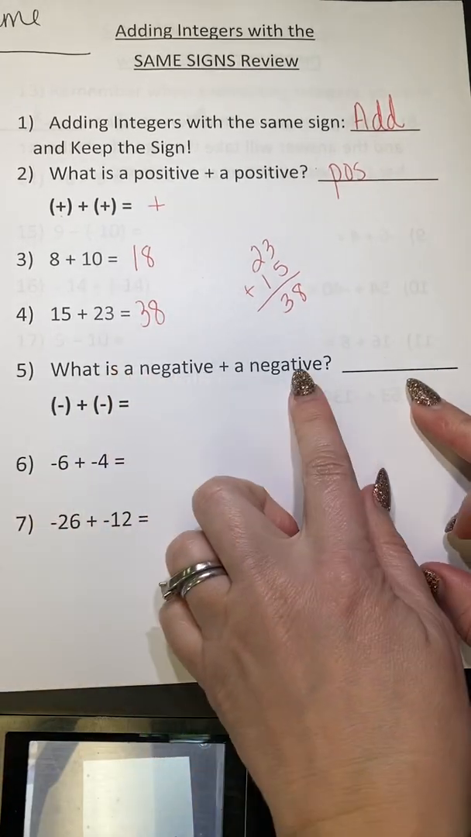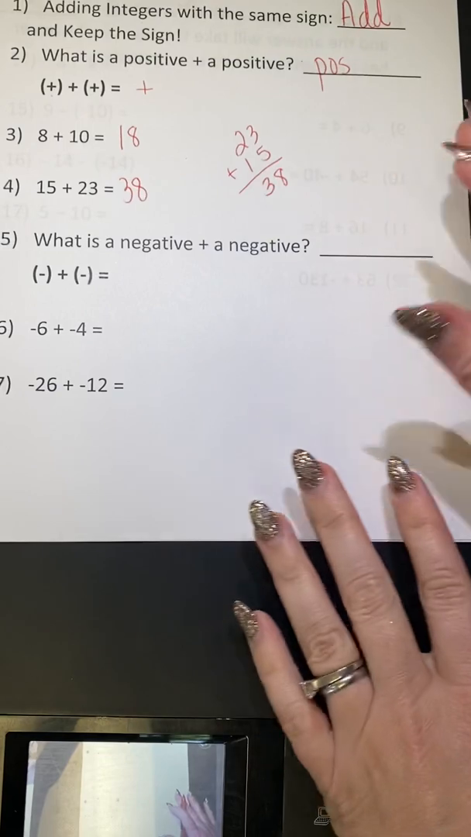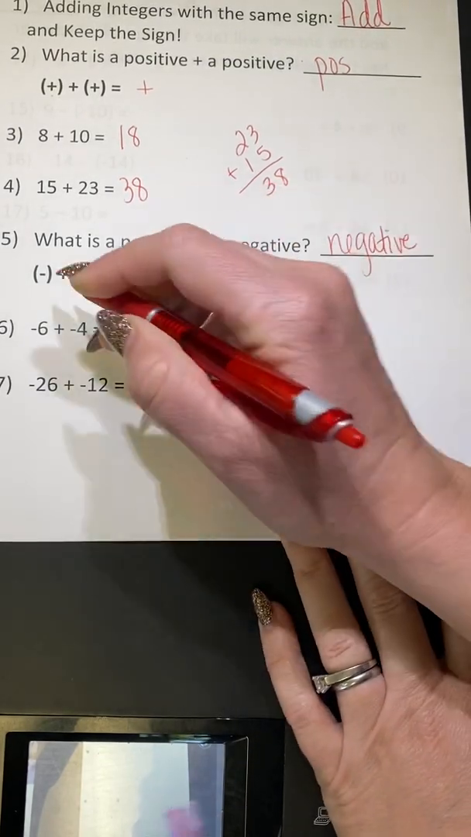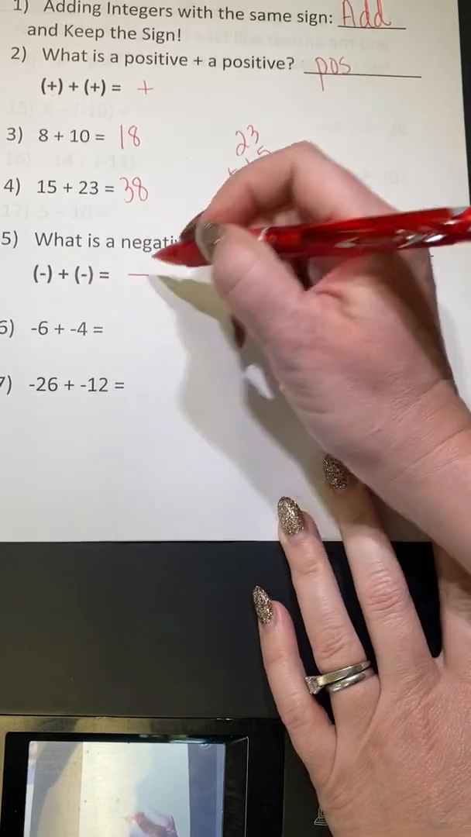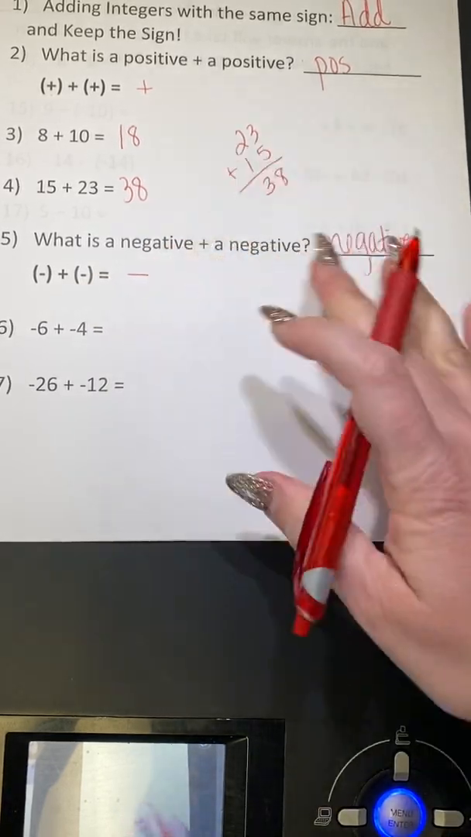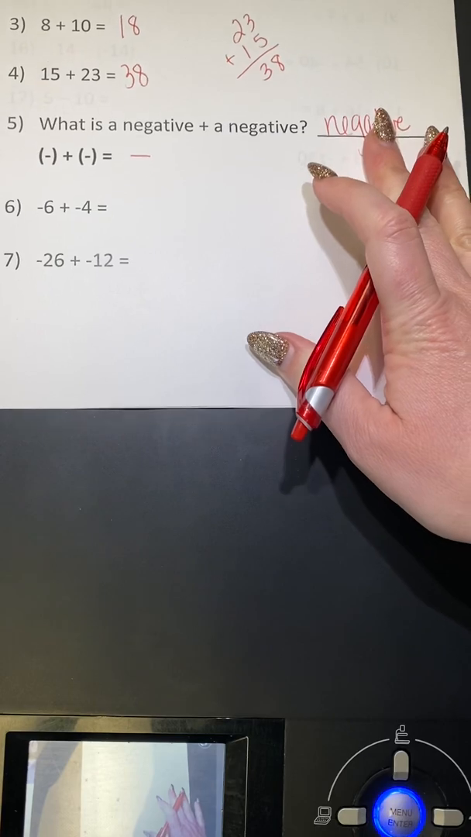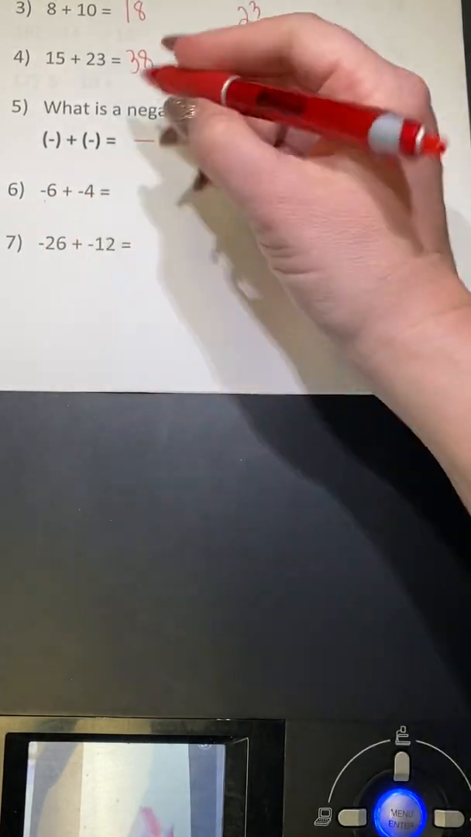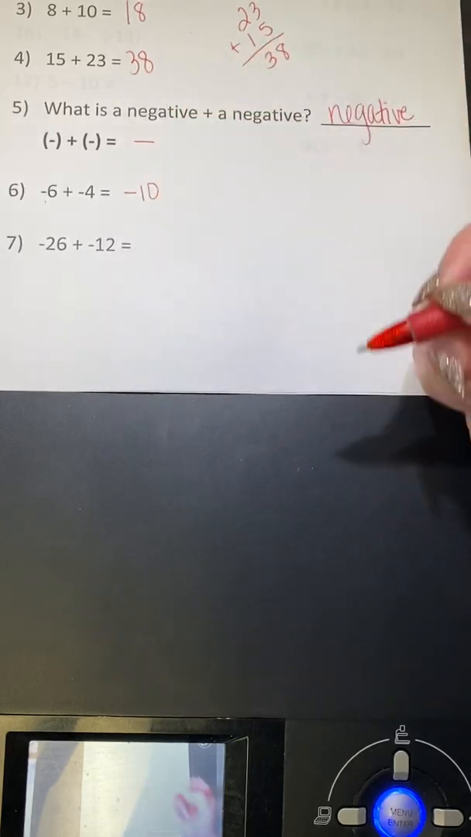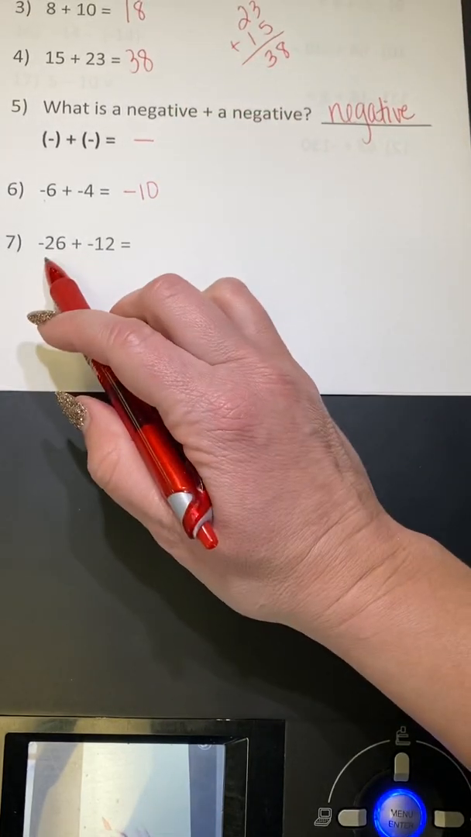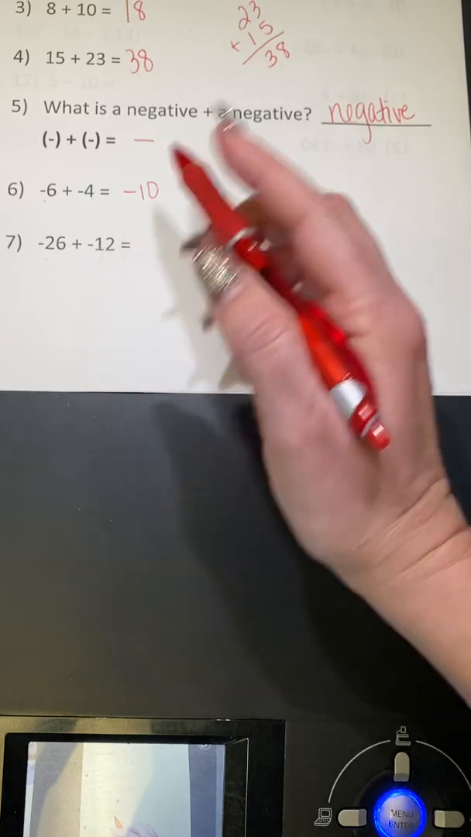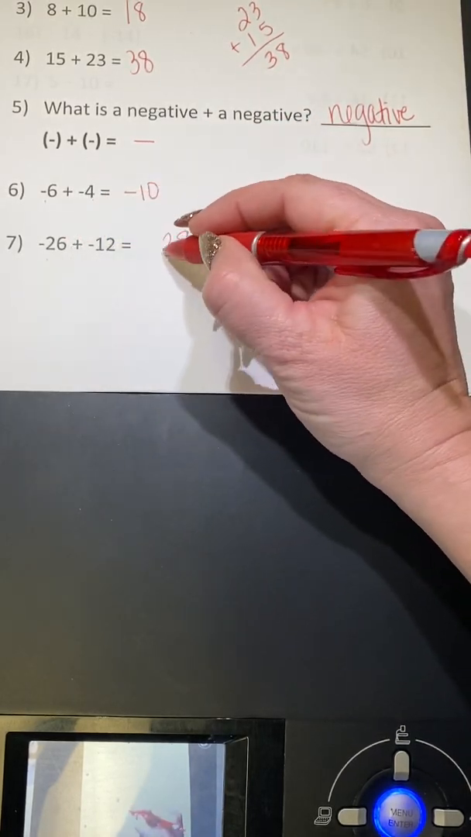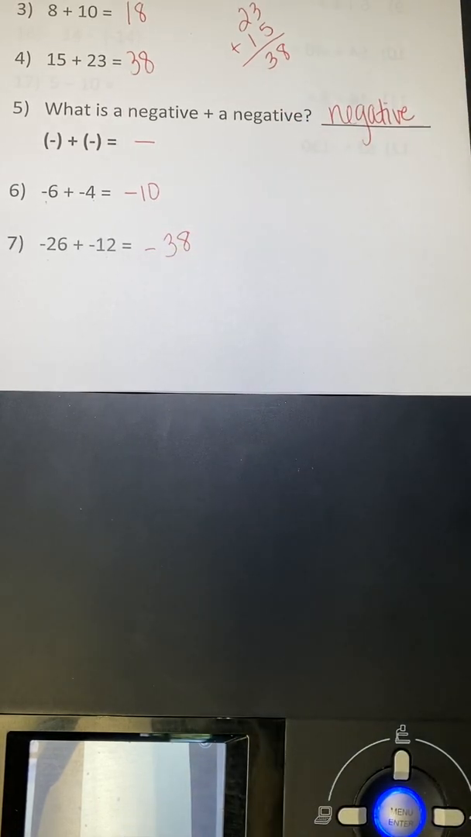All right, what is a negative plus a negative? A negative. Negative plus negative is negative. So we're just going to add like normal and then keep the sign. Negative 6 plus negative 4 is negative 10. Negative 26 plus negative 12, 6 plus 2 is 8, 2 plus 1 is 3, so it would be negative 38.